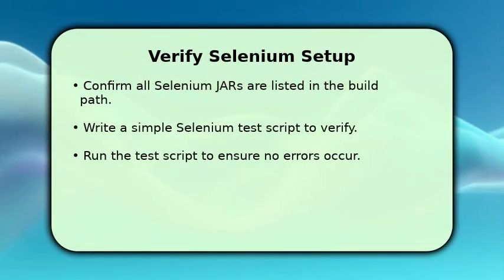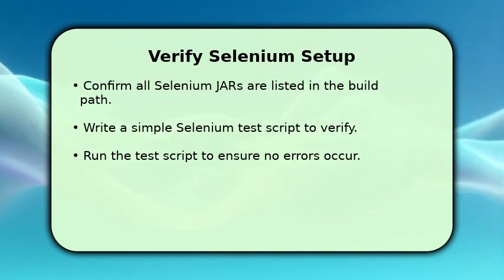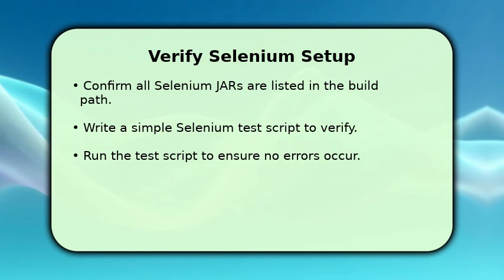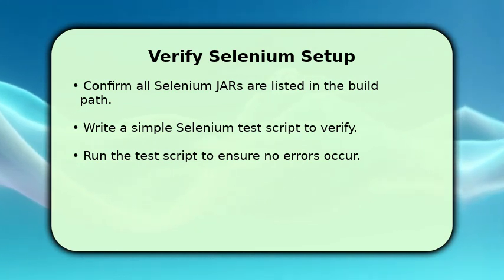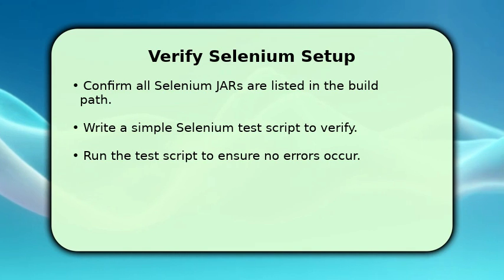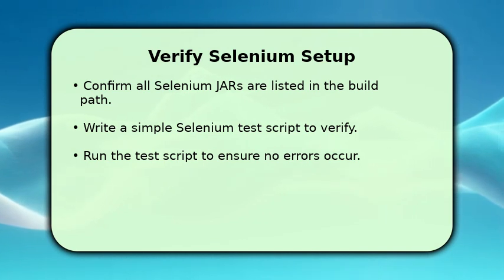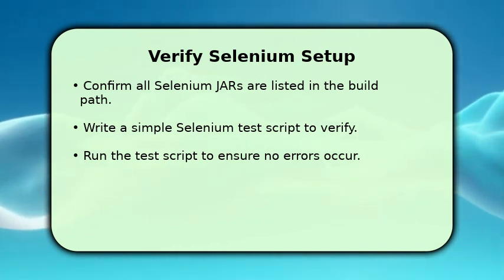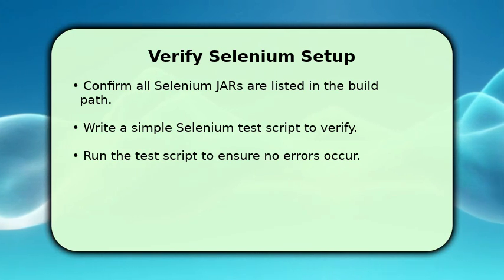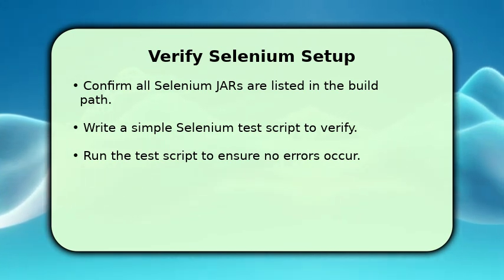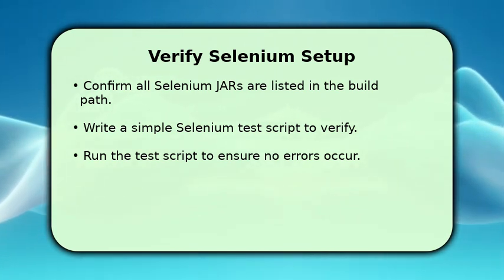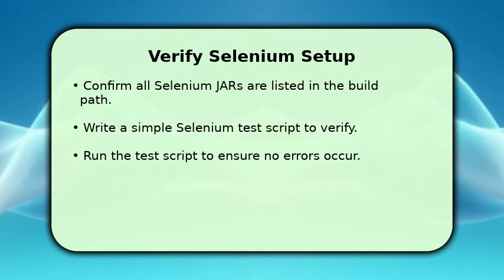To ensure everything is set up correctly, first double-check that all Selenium JARs are listed under your project's Java build path. Next, create a very simple Selenium test script, perhaps one that just opens a browser. Run this test script. If there are no compilation errors and a browser window successfully launches, then congratulations! Your Selenium JAR files are correctly integrated into your Eclipse project, and you are ready to start automating.